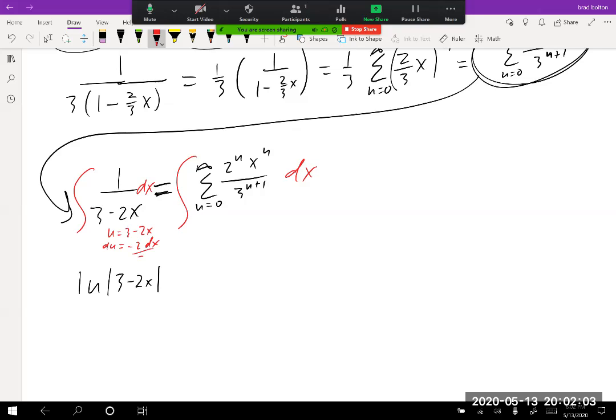And then you divide both sides by -2. So you actually have -1/2. I'll put it in red outside. So I have -1/2 ln of 3 minus 2x, okay? Don't forget plus c, right? And that equals, now the integral, just like with the derivative, it's going to go right after the x. It doesn't actually care about the 2 to the n or the 3 to the n plus 1. So I can put it inside the summation, and this would be 2 to the n over 3 to the n plus 1 times the integral of x to the n, right?